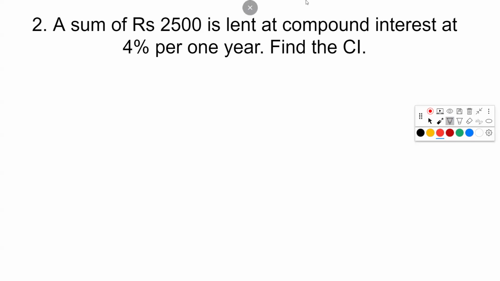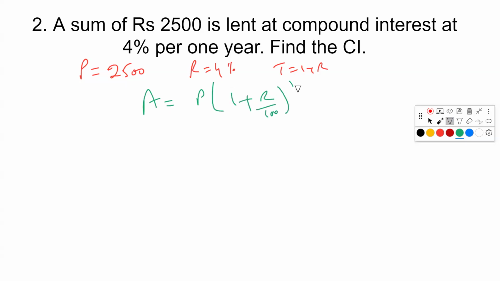A sum of rupees 2,500 is lent at compound interest at 4% for 1 year. So your principal is 2,500 and the rate of interest is 4%. Time is equal to 1 year. Find the compound interest. Yes, Yogi, you are right. So your amount is equal to P into, what is the formula? P into 1 plus R by 100 power N. So your P is 2,500, 1 plus 4 by 100 power N. N is only 1 year.